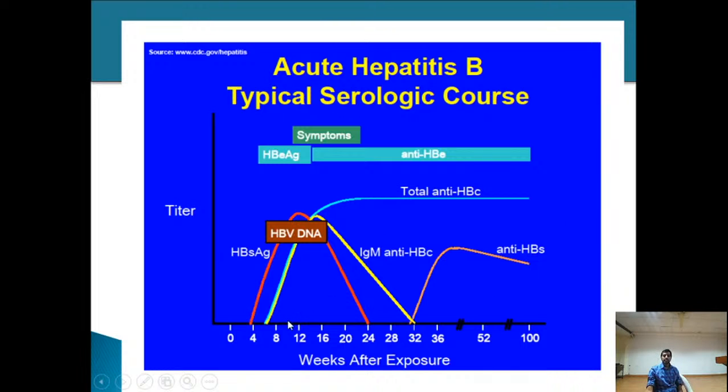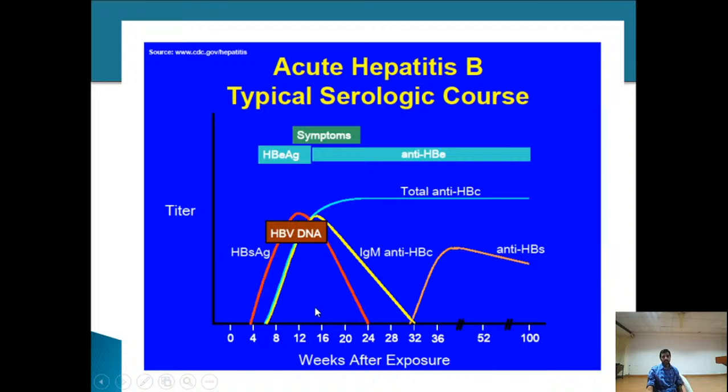So here you can see that this yellow line is anti-HBC. Immediately, at around 6 weeks, you can start detecting the anti-HBC. As soon as the immunity recognizes the virus, you can start detecting the IgM anti-HBC. So you can tell here the first antigen to be detected is HBsAg, and the first antibody detected is anti-HBC IgM. So this plays an important role in your diagnosis of the patient.